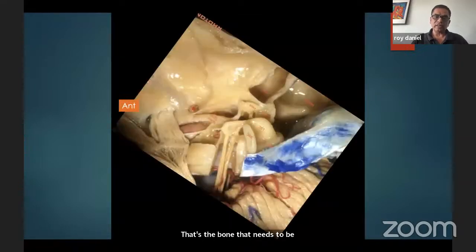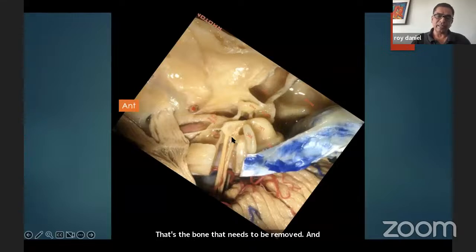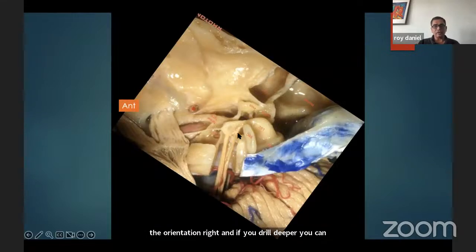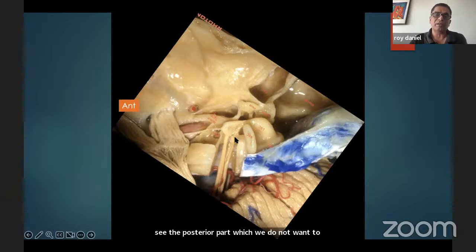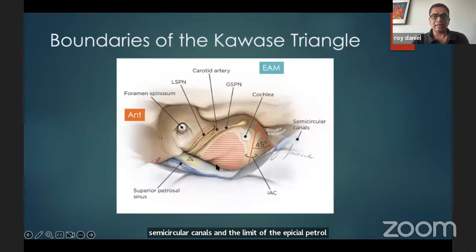To get the orientation right, if you drill deeper, you can see the posterior part, which we do not want to address with the apical petrosectomy, but that's the semicircular canals. And the limit of the apical petrosectomy will be the contents of the internal auditory meatus.